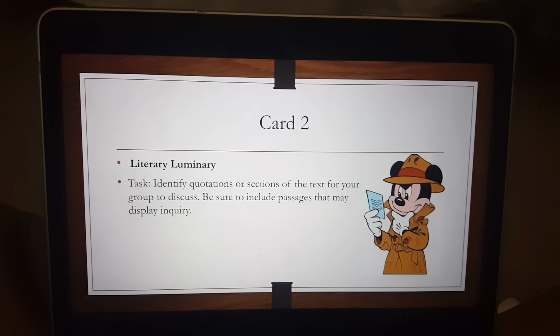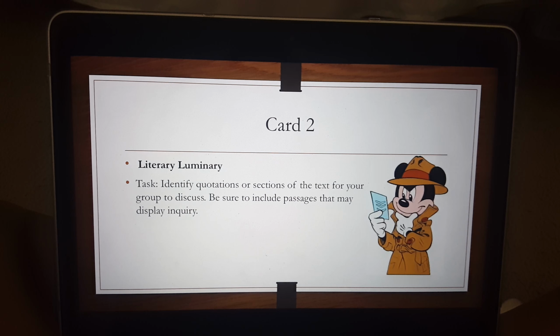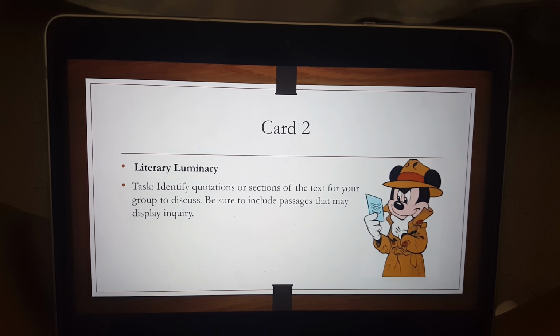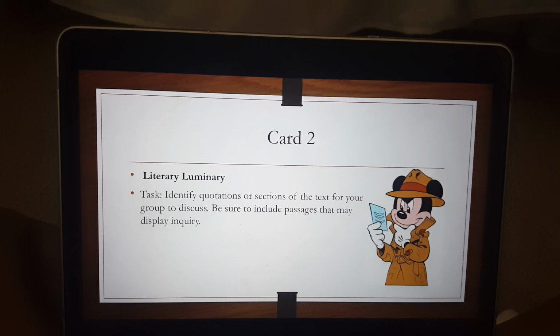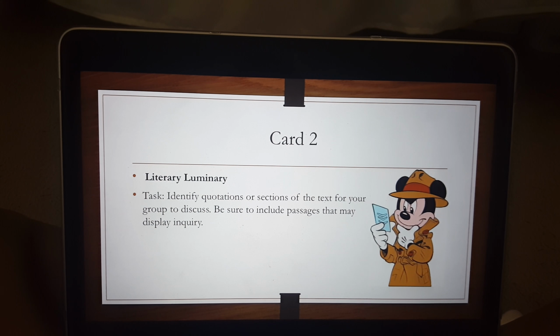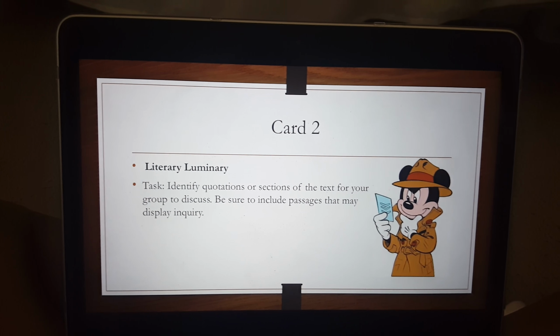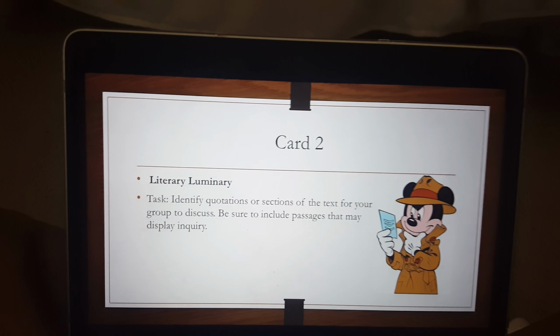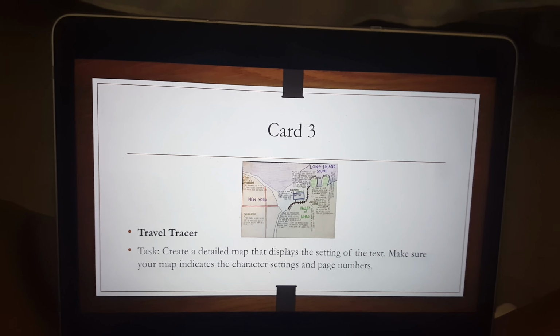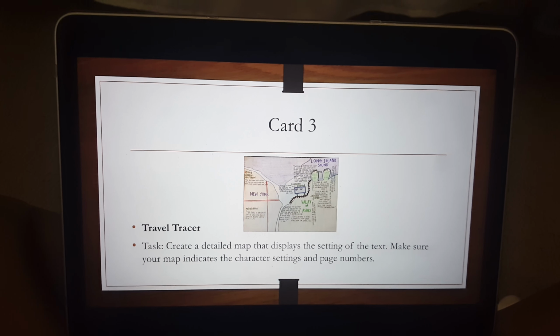Then card 2, we have what's called the literary luminary. This student's task is to come up with quotes or sections from the passage that will actually have the students in the group be able to display inquiry about something. So you want to make sure, if you have to go over this term with the students, give them examples of what inquiry is. Then we have card 3, which is the travel tracer.